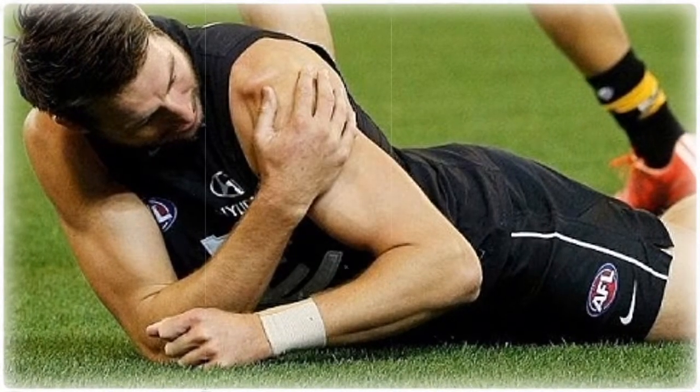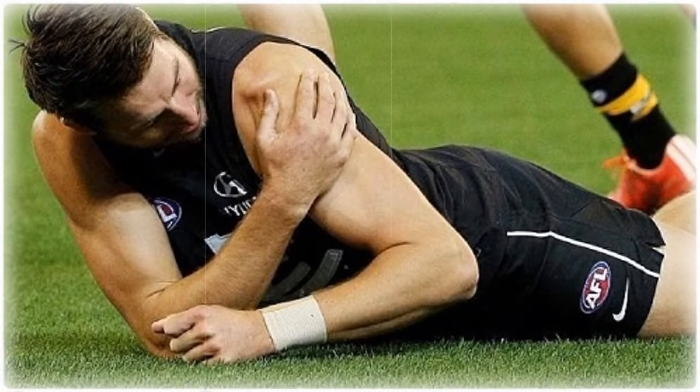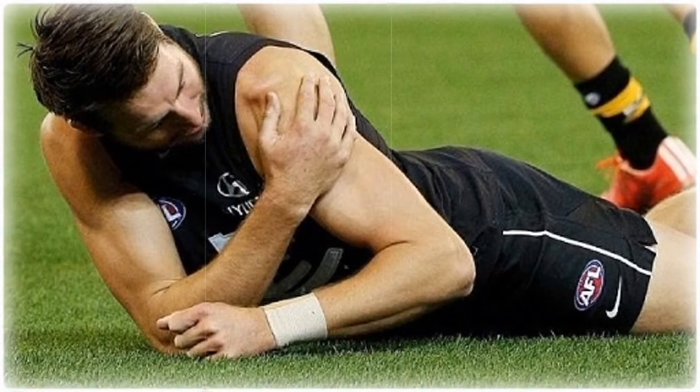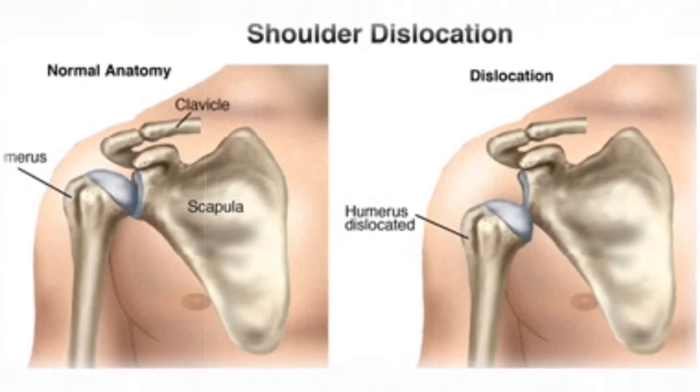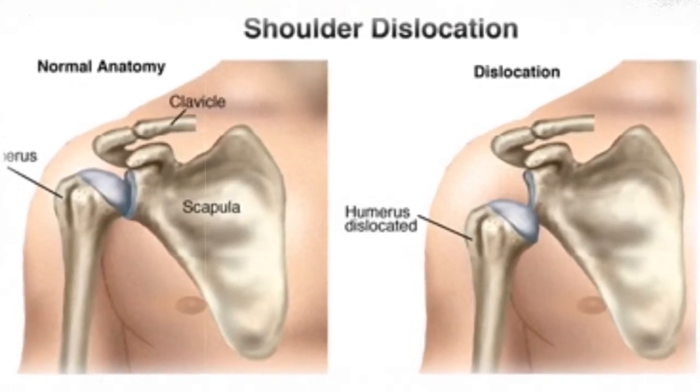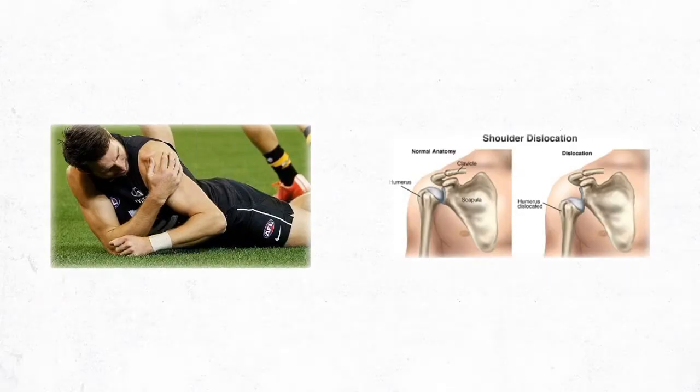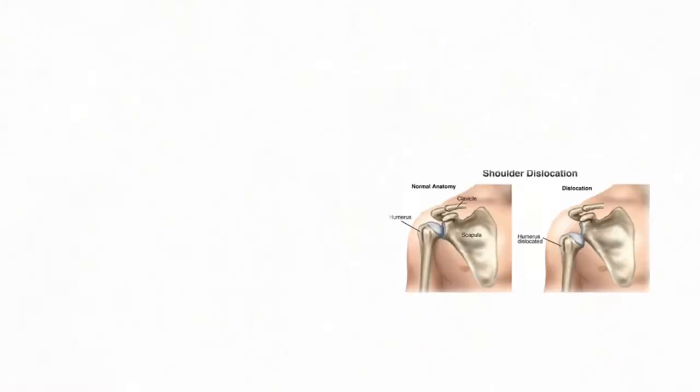Now we move on to dislocations. They can be very painful, and it is where one of the bones of the joint comes out of place. For this example, it shows a dislocated shoulder, and this is when the bone in the upper arm comes away from the shoulder blade. Dislocations are often caused by a fall or a blow to an area. An example of this would be falling when running and putting out your arms to save yourself.